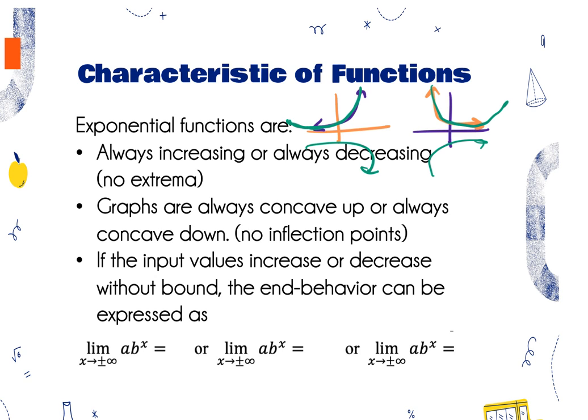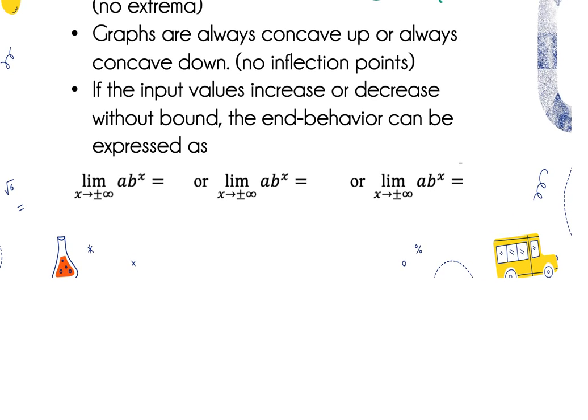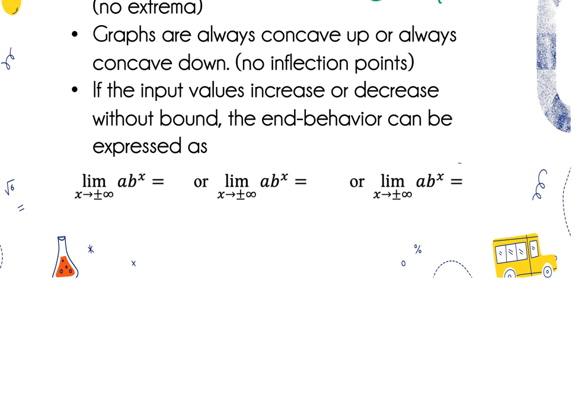And then the last thing says, if the input values increase or decrease without bound, then the end behavior can be expressed as, there are only 3 options here. Well, kind of. One is that it goes to positive infinity. One is that it goes to negative infinity. The last is that it goes towards the horizontal asymptote.